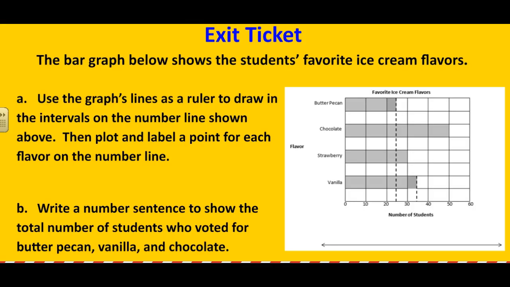So now we're going to be ready to move to the exit ticket. This is going to be kind of just like what we just did, because you're going to have to use that number line and plot a point, and then you are going to write a number sentence to show the question that they're asking for part B on your exit ticket. So when you have that done, make sure you bring that to me.